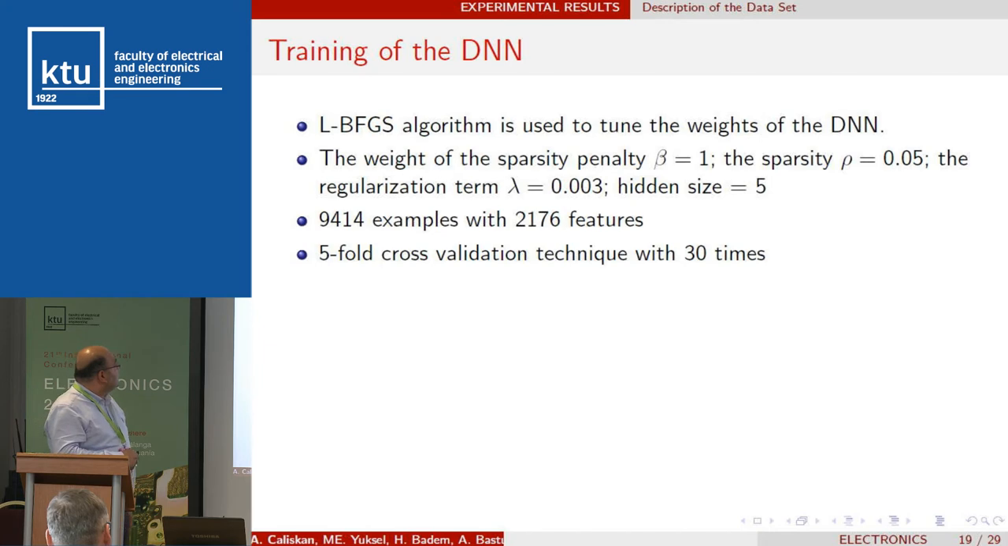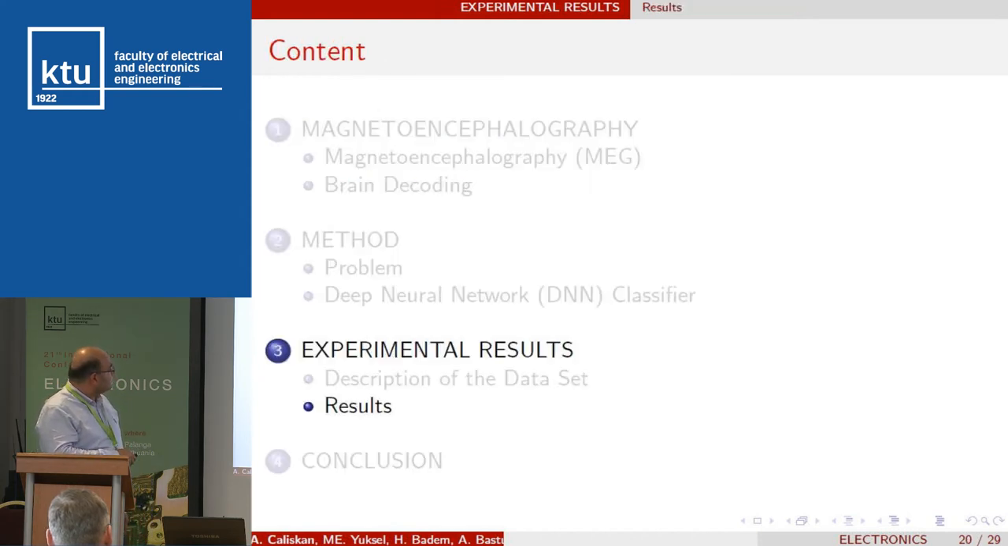For training of the DNN, the parameters of the DNN are chosen accordingly, and we have nearly 10,000 examples and 2,000 features. It's a very large data set with many features. We use 5-fold cross-validation with 30 independent runs to verify our methods.